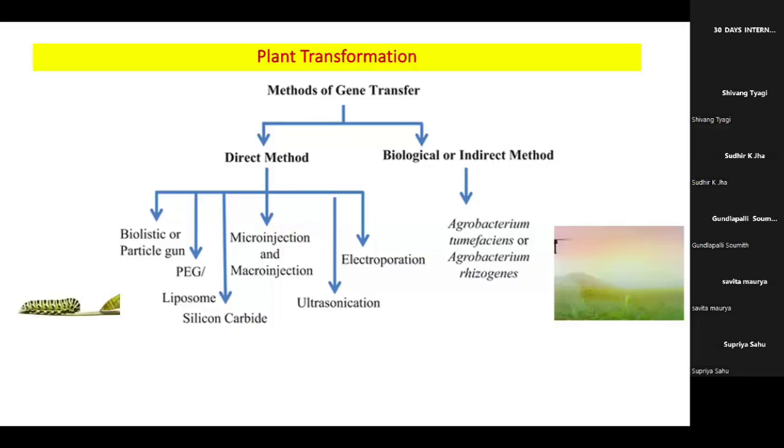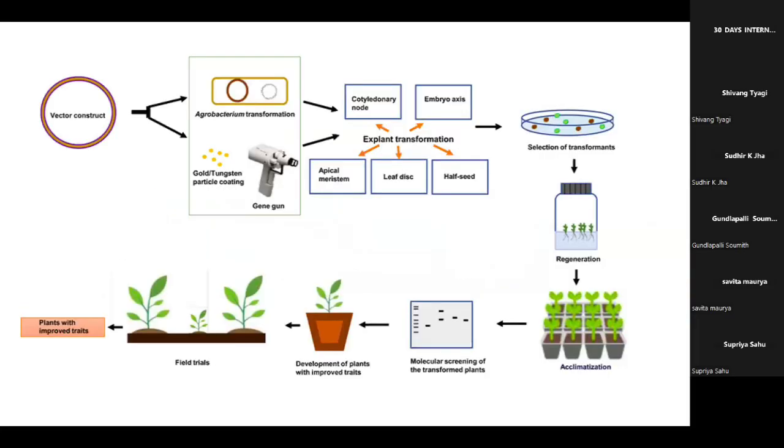On the other side, we have the biological or the indirect method. Here in the indirect method, we use certain intermediaries, like Agrobacterium tumefaciens, which is a bacterium, or Agrobacterium rhizogenes, which is again a bacterium. There we insert the gene, and this bacterium will go to the plant or the plant cell and transfer that particular gene to the plant. That's why it is called the indirect method. Briefly, we will see both methods. From the direct side, we will see the biolistic method, and from the indirect side, the biological method.